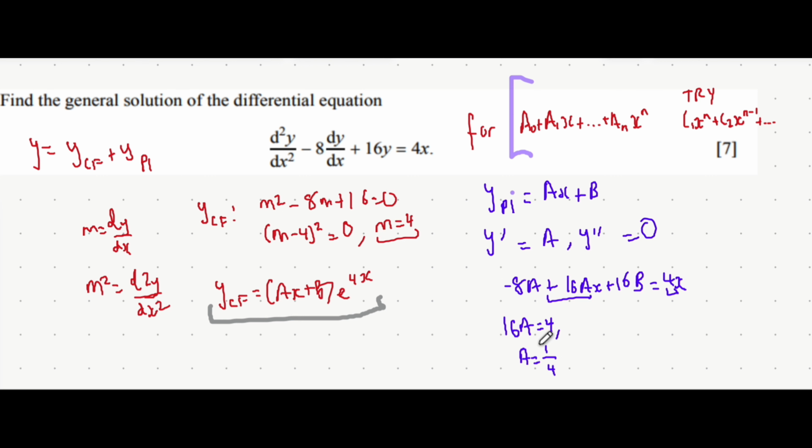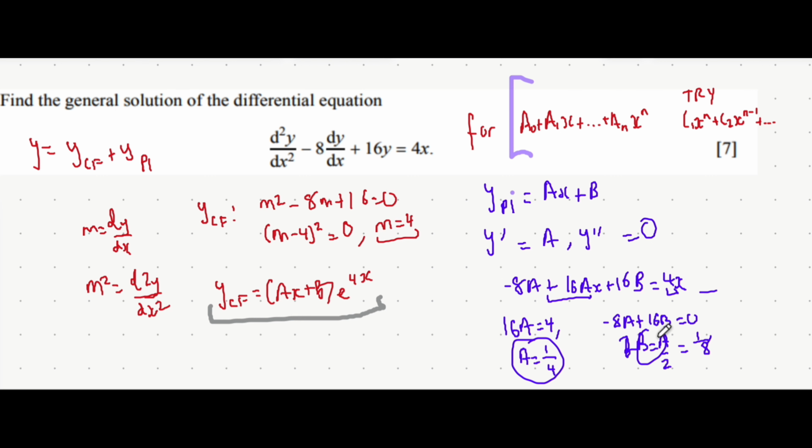Moving on now, if we compare the constants, we can see there is no constant on this side, so it's just equal to 0. And minus 8a plus 16b, they're all constants, so we can form the equation minus 8a plus 16b is equal to 0. Add 8a to both sides, you get 16b equals 8a. Divide both sides by 8, you get 2b equals a. Then b is just going to be half of a. So it's going to be half of 1/4, which is 1/8.